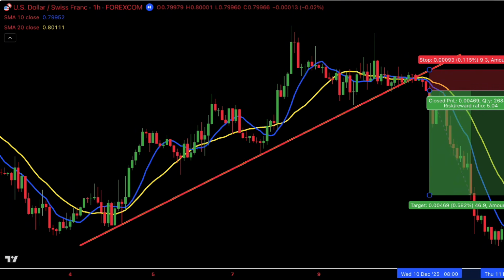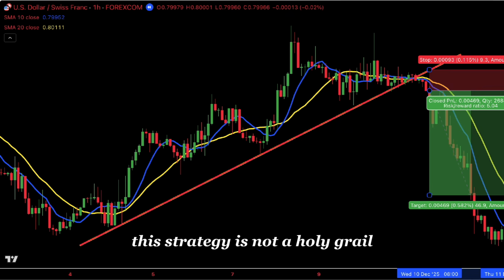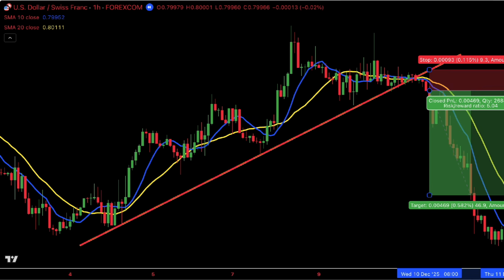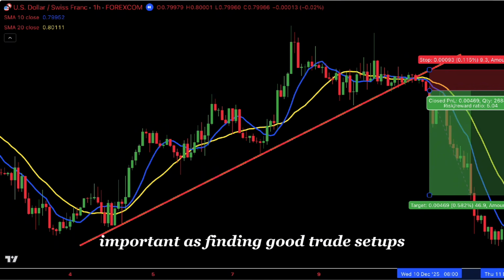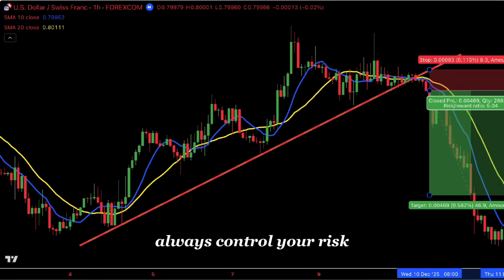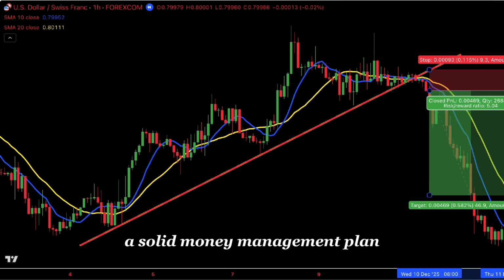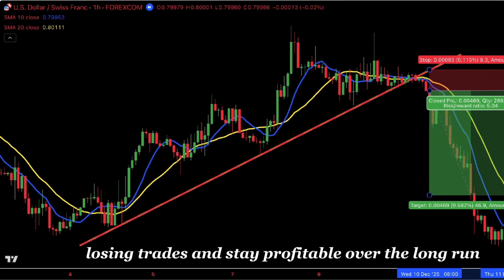Before we finish, I'd like to leave you with one important note. This strategy is not a holy grail. No trading strategy wins 100% of the time. That's why proper risk management is just as important as finding good trade setups. Always control your risk, use appropriate position sizing, and never risk more than you can afford to lose. A solid money management plan is what allows you to survive losing trades and stay profitable over the long run.